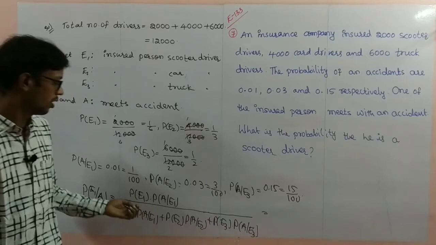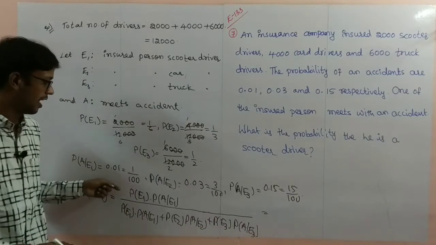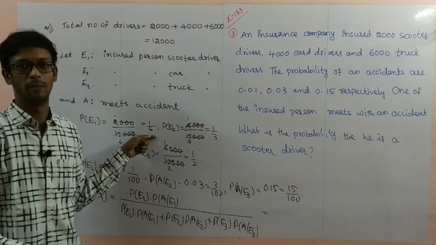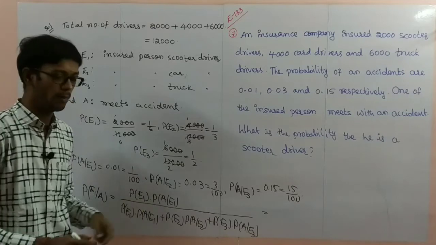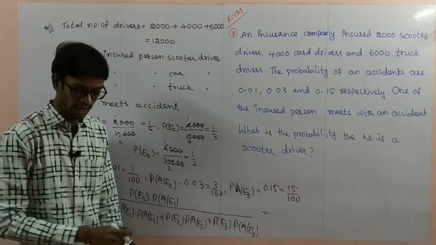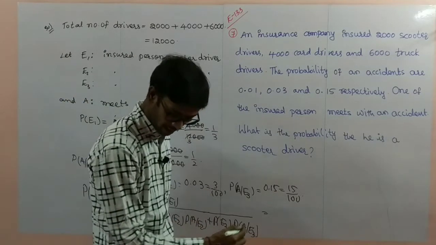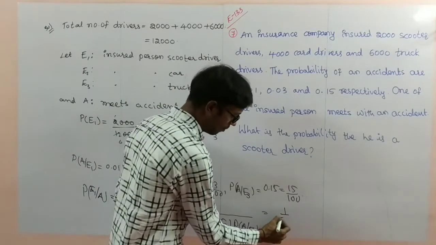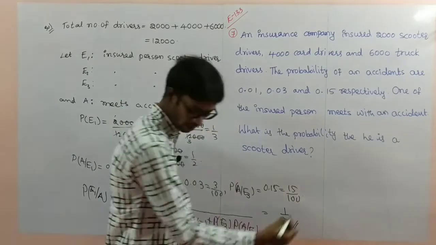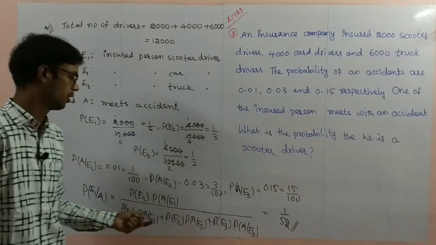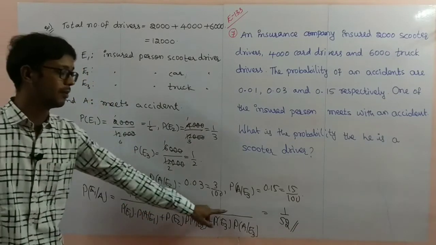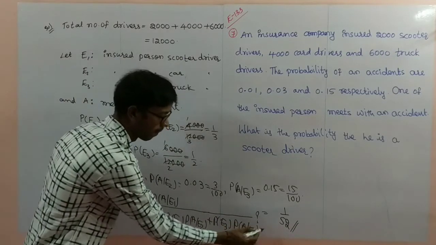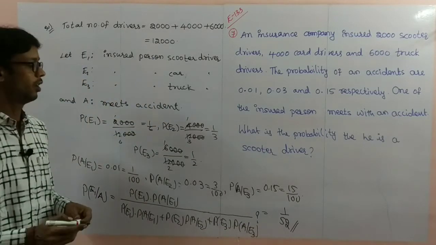Next, substitute the total values here. What are the values? P of E1 is 1 by 6 into 1 by 100. Total values substitute and simplify. You will get the answer. Directly I am writing here 1 by 52. 1 by 52 is the answer. You make the simplification here. So, pause the video to note it down.